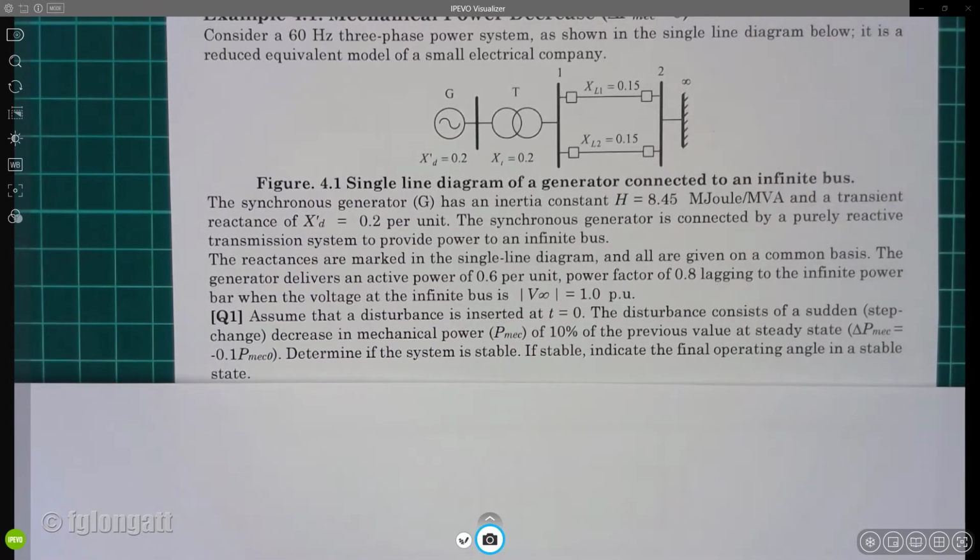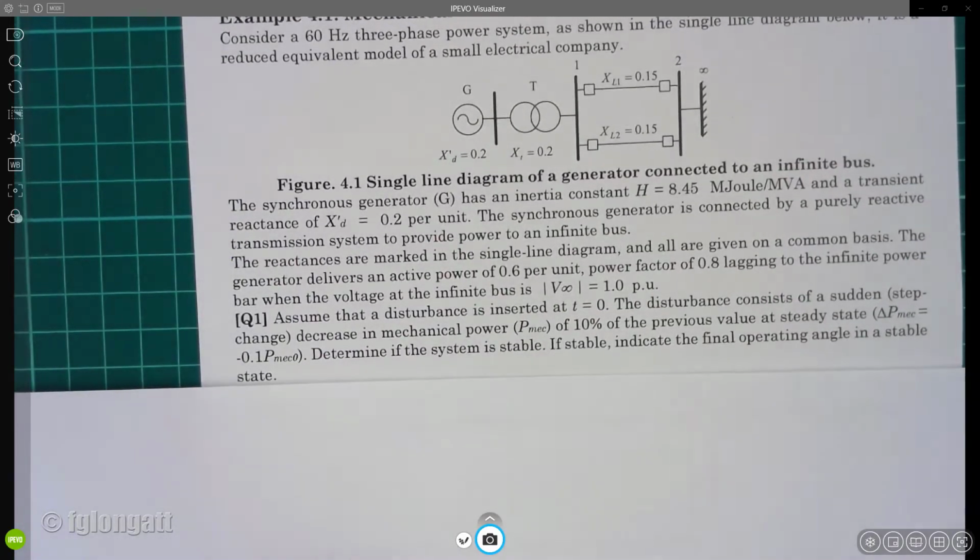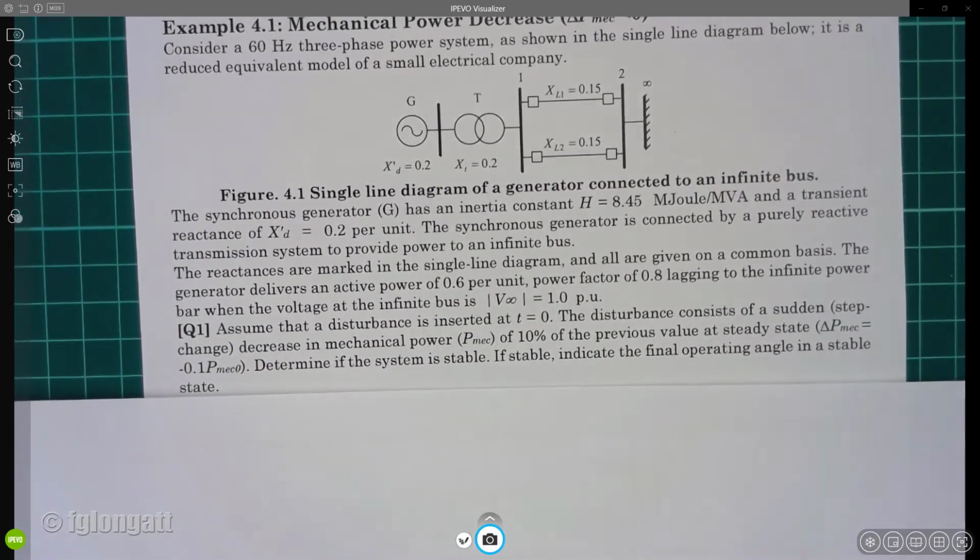Now the two interesting questions here are, first, determine if the system is stable. I mean, can this system survive this kind of disturbance? And assuming that the system is able to survive this disturbance, indicate what the final operating angle is in the stable state. Those are a couple of questions, a very simple problem. Let's start with the solution.